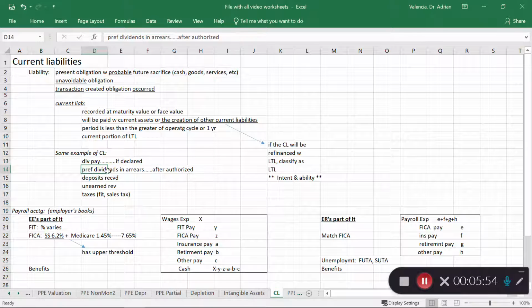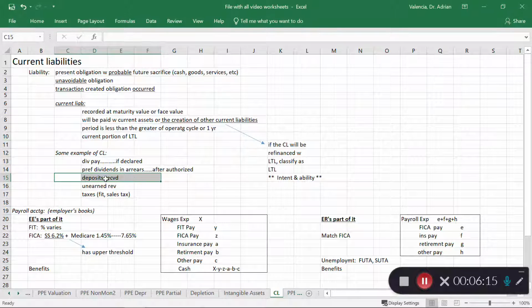Similarly, you have preferred dividends in arrears. So if you have preferred stock and you have dividends that have been unpaid in the past and they're in arrears, in other words, you have an obligation to pay them, they become a current liability as well. Any monies that you receive ahead of time from customers, any deposits, those are current liabilities until you provide the service or goods that those customers paid for. Same thing with unearned revenue, right? Unearned revenue is similar in nature to these deposits that you receive ahead of time.